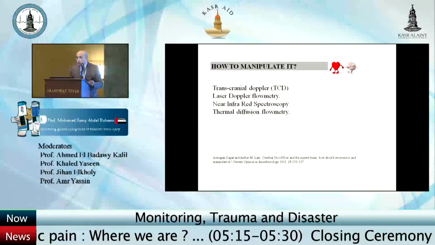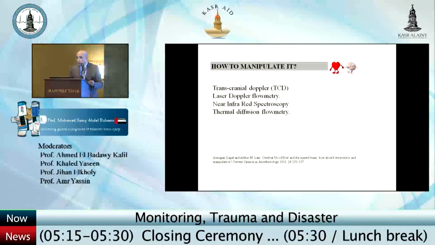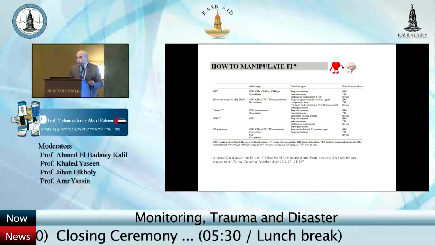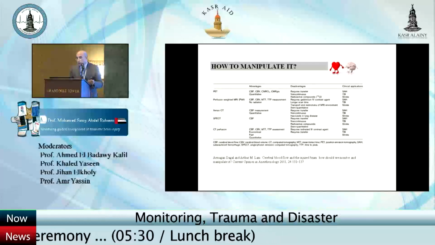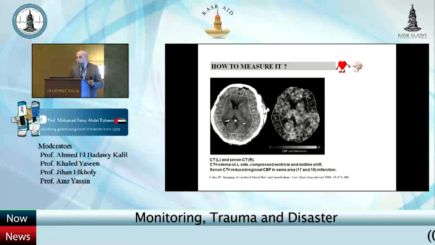We can actually measure it by transcranial Doppler, laser Doppler flowmetry, near-infrared spectrometry, and thermal diffusion flowmetry. And this table shows the different types of monitors, either one-shot snapshot monitors or continuous monitoring of cerebral blood flow.